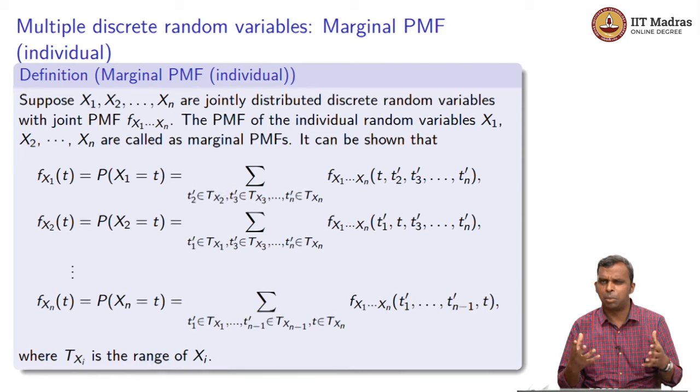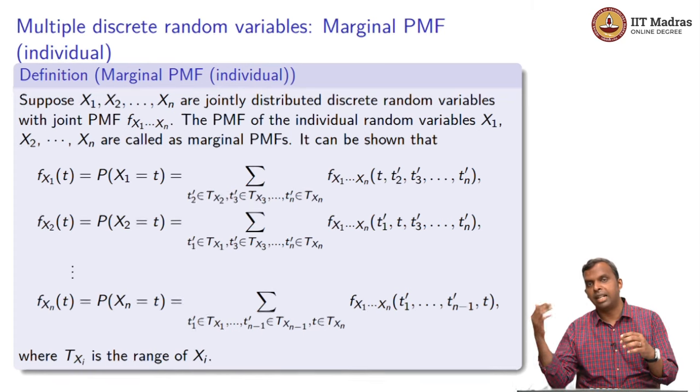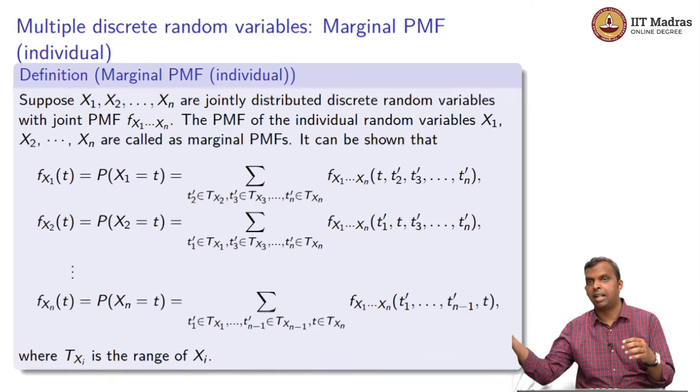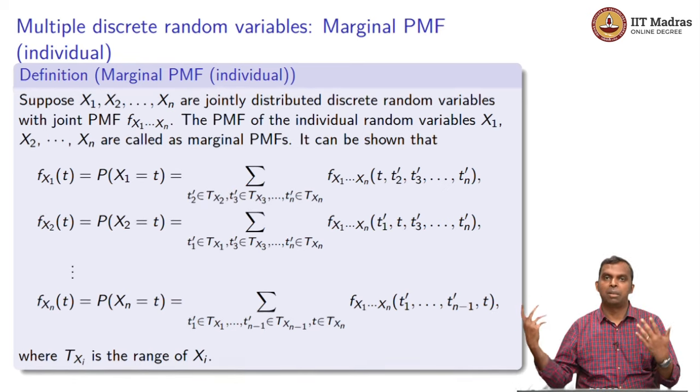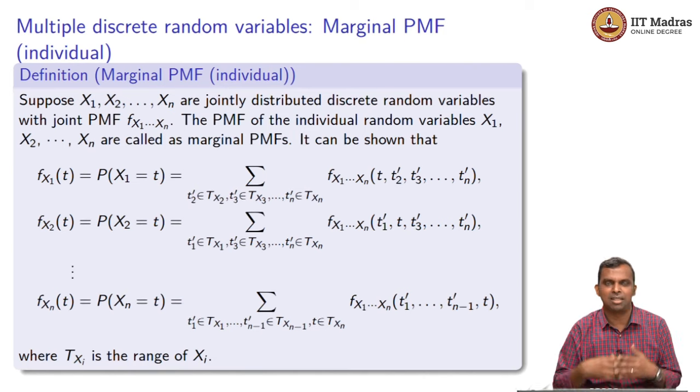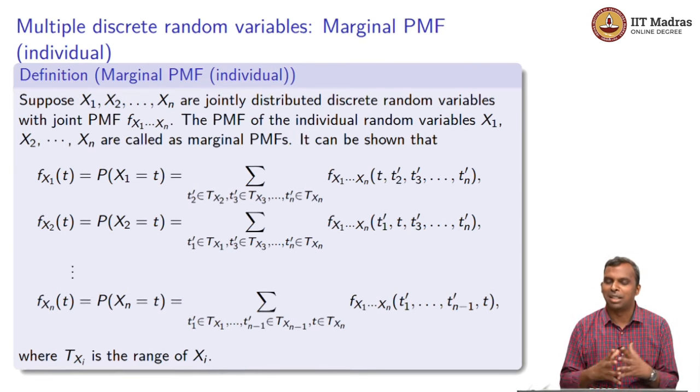This is a very simple proof, very similar to what we did before. Basically, I want the probability that x1 equals t. I'll write the event x1 equals t as x1 equals t and x2 equals t2 prime and x3 equals t3 prime and so on, and simply add up over all possible values for t2 prime, t3 prime, t4 prime, and all that. So that's exactly what it is. It's a very simple formula, except that when you execute it, sometimes it can become a bit confusing. But keep this rule in mind: when you marginalize, everything that you don't want, you sum out; you keep only what you want, and you get the marginal PMFs.